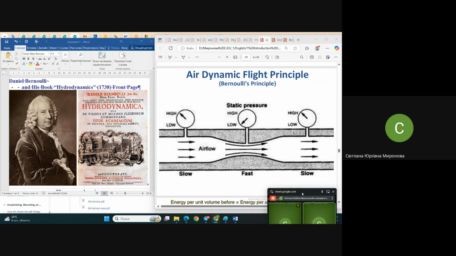Daniel Bernoulli, as I already said, was a prominent scientist of the 18th century. He was born in 1900, and in 1978 he printed his book. He issued a well-known book, Hydrodynamics. You see the front page of this book.